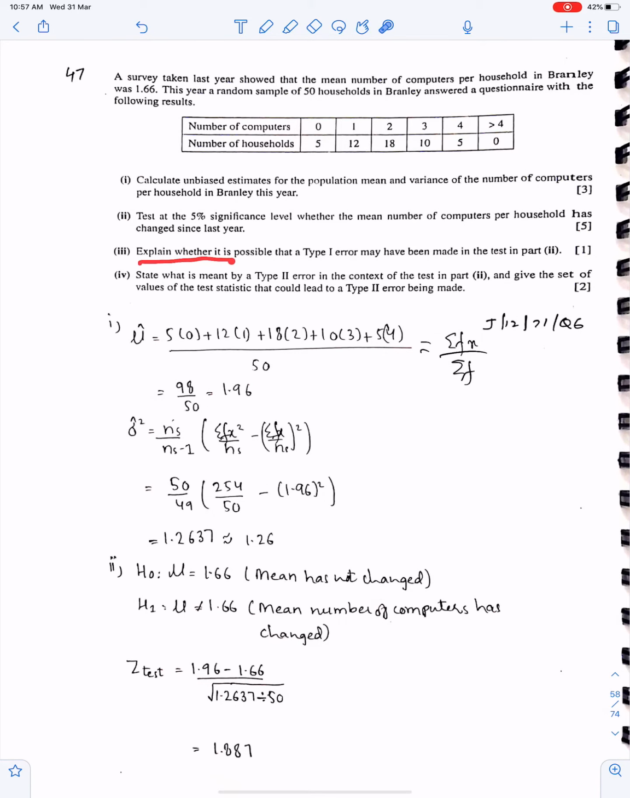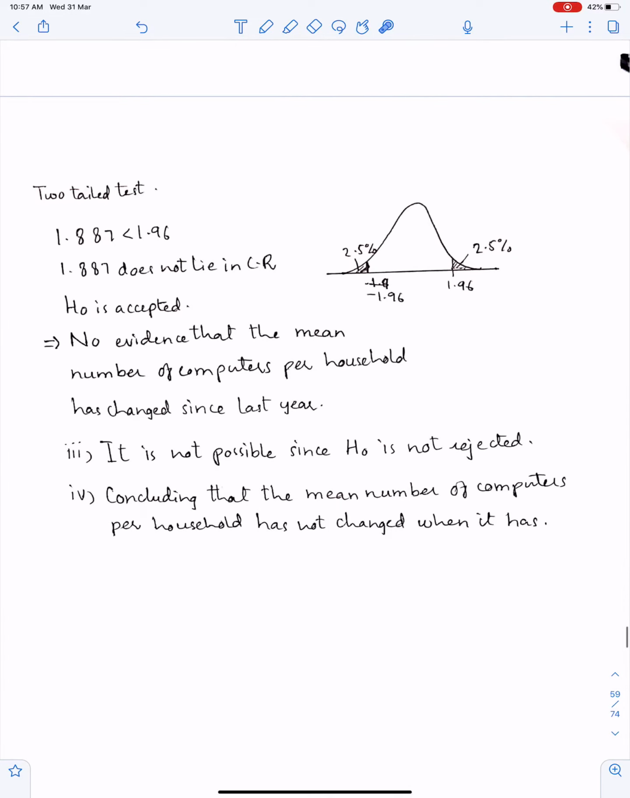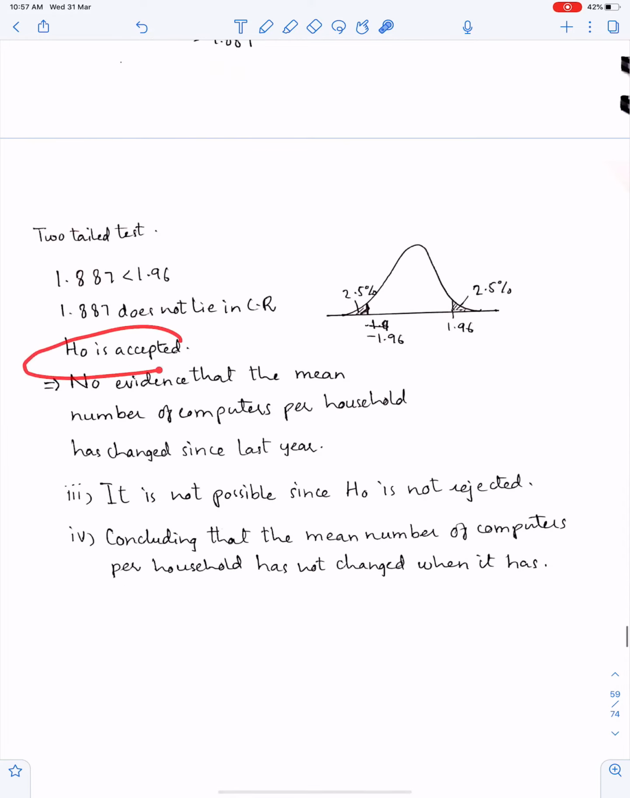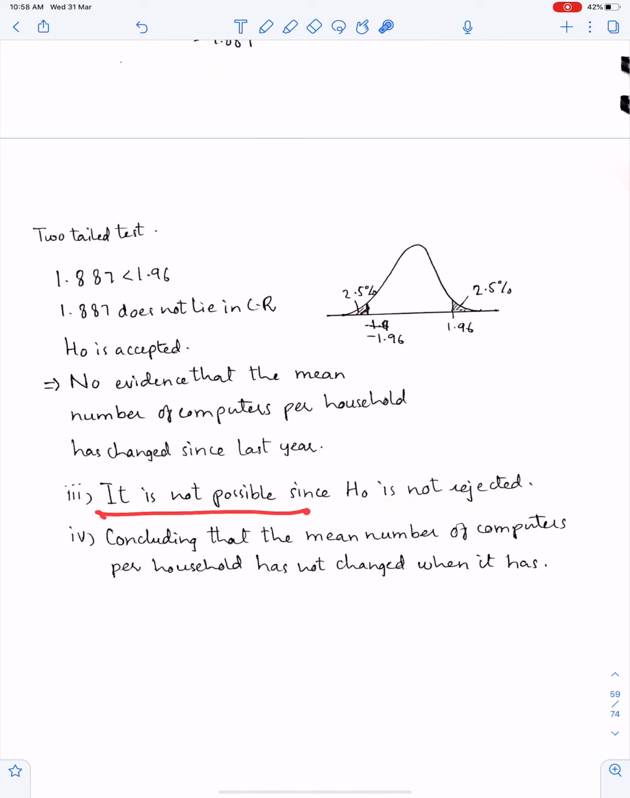Explain whether it is possible that a type 1 error may have been made in part 2. No, because H0 was accepted. When H0 was accepted, it is not possible, since H0 is accepted. H0 is not rejected means H0 is accepted, which means the same thing. Not possible because H0 was accepted.